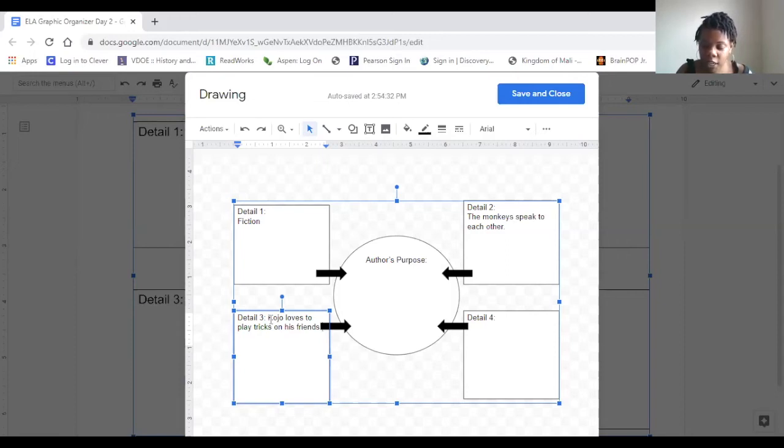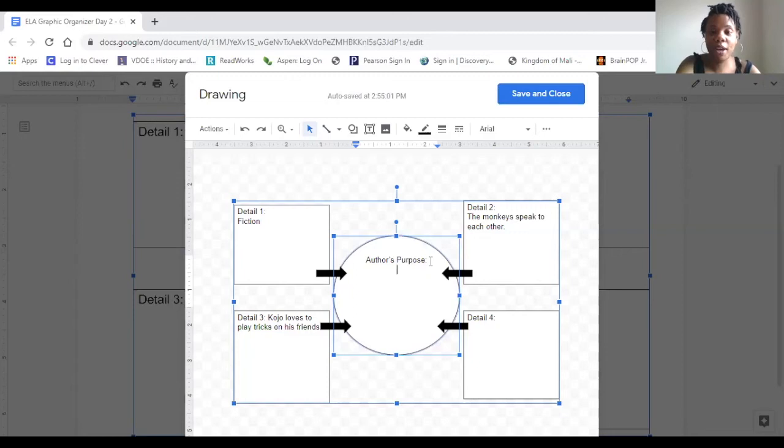And the story, I really enjoyed this story. I laughed a little bit. I hope you laughed a little bit. The author's purpose was to entertain us with a story about a tricky little monkey. So I am going to write entertain. Thumbs up, Mrs. Crawley, and thumbs up, awesome third graders.